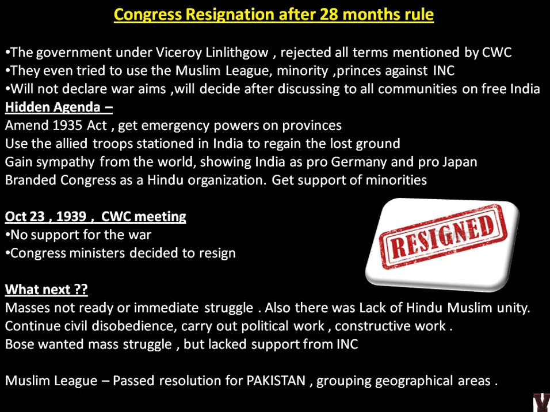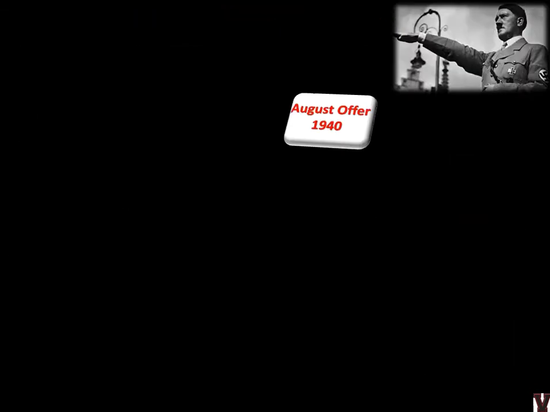The Muslim League passed a resolution for Pakistan. In their Muslim League session, they also had sessions every year, like the INC sessions, grouping geographical areas. So that is what was going on in the Muslim League's mind.